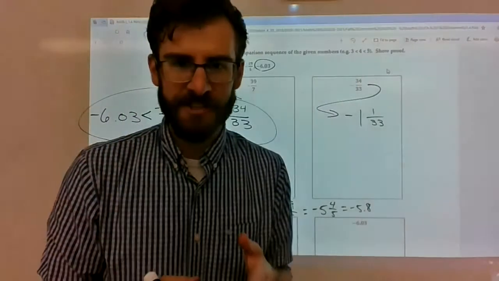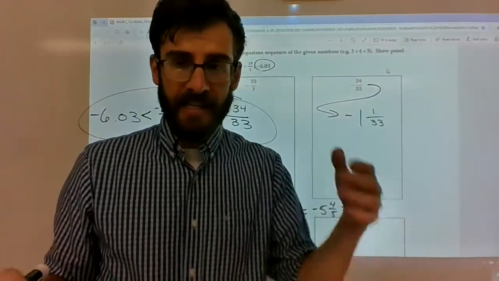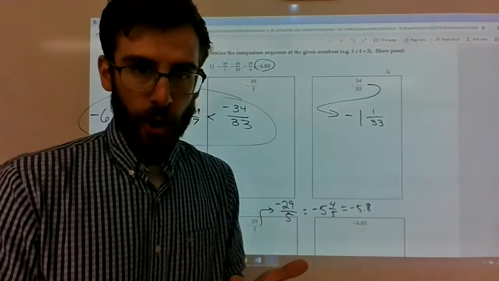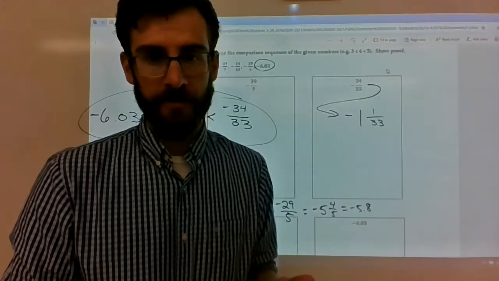Again, I want to emphasize the fact that we didn't multiply any of these values times themselves because there were no square roots that we had to compare them with.